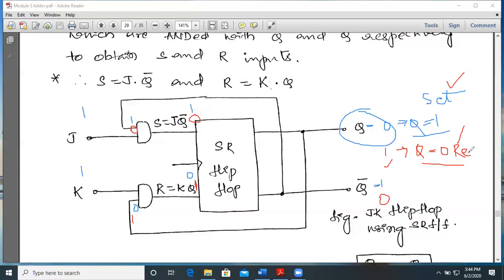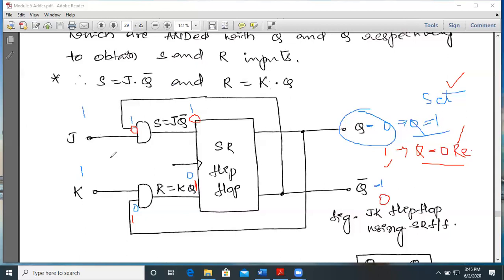So this type of action is called toggling. That means what? If Q is 0 and we are getting Q equal to 1, then that is called toggling. Okay, so now let us see how it is being done. See here, one more very important thing is, for SR flip-flop, when we give both the inputs as 1, 1, we are going to get the invalid state.